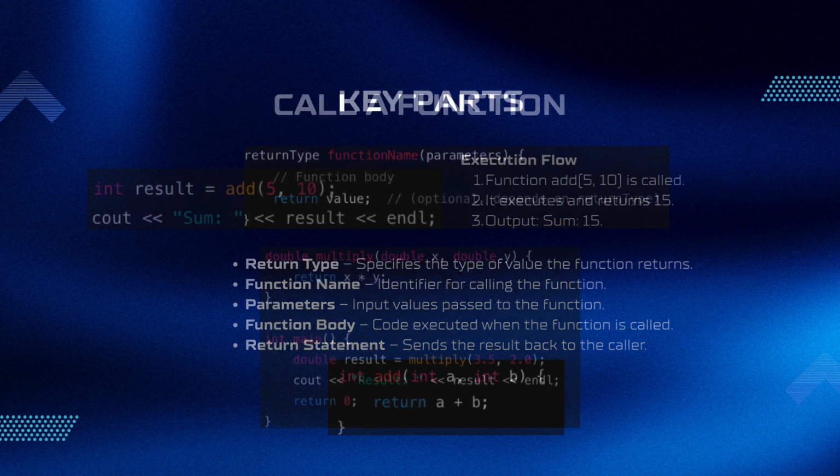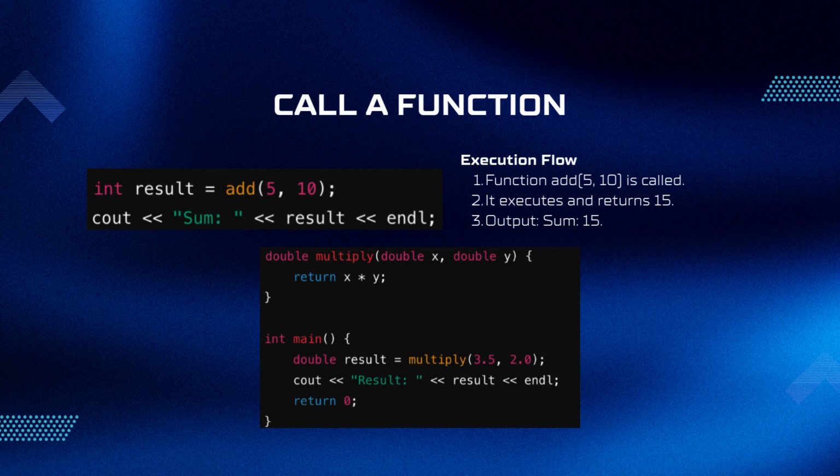Now that we have a function, how do we call it? Here's an example of how. When the function is called using its function name and passing the necessary parameters, the function executes and runs in the background with the inputs given and returns the result.